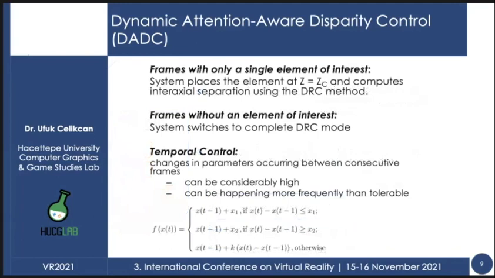As I mentioned, we also handle the spatial cases. For example, when there is only a single element of interest in the view, the system places the camera convergence plane at the distance of that element and computes interaxial separation using the DRC method. And when there is no element of interest in the view, the system switches to complete DRC.